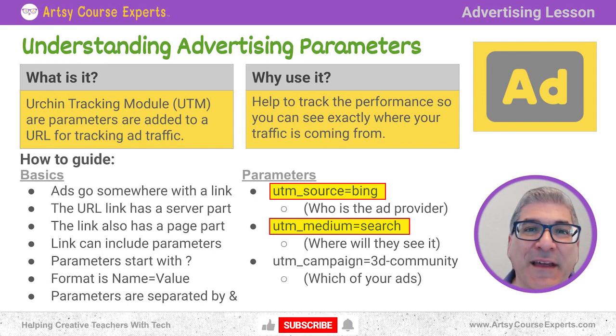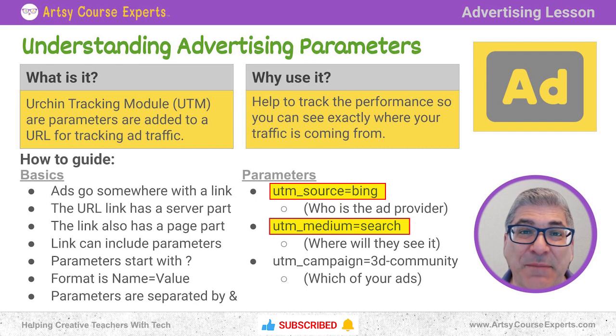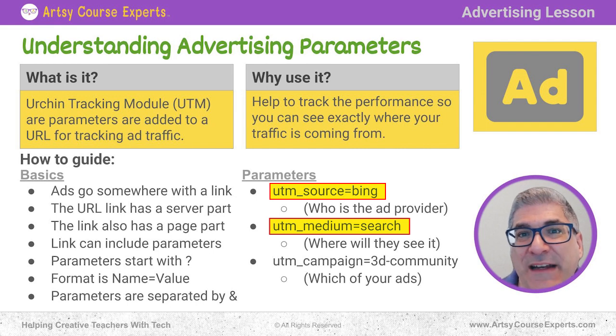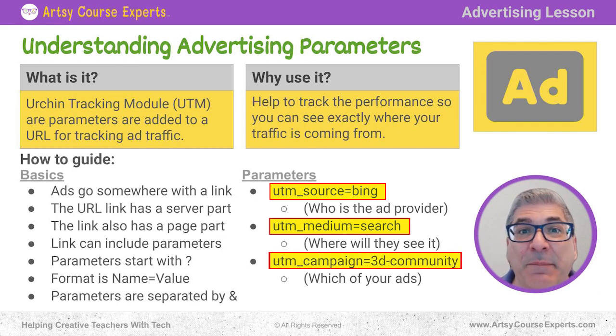The third parameter that many ads use is campaign. So this is which of your ads, right? You might have different campaigns, like with different keywords or different buyer intent, like shopping versus ready to buy and help me learn how to do this thing. So that third parameter could be utm_campaign=3d-community.